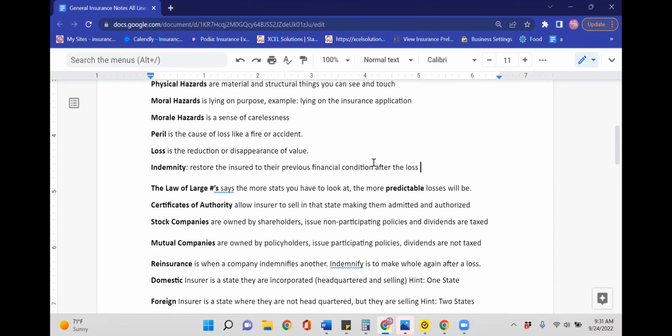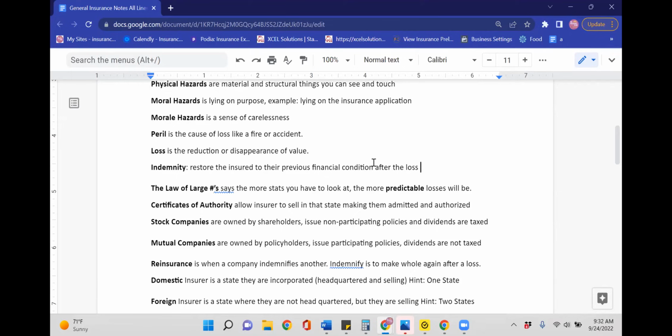So if I have a car that's worth $10,000 and I crash it and it has $2,000 of damage, indemnity would be fixing the $2,000 of damage and restoring it back to a $10,000 car. If I have a 3-bedroom, 2-bathroom house and it burns down, indemnity would be rebuilding a 3-bedroom, 2-bathroom house. You're restoring the insured to where they were before.